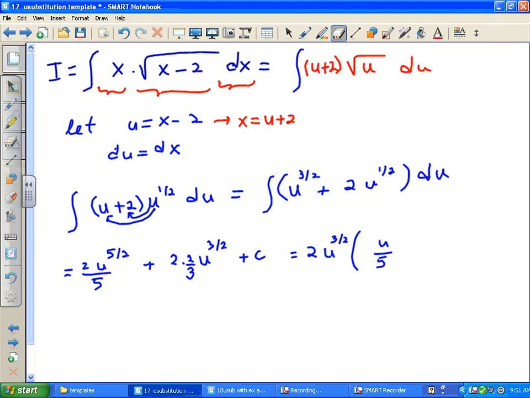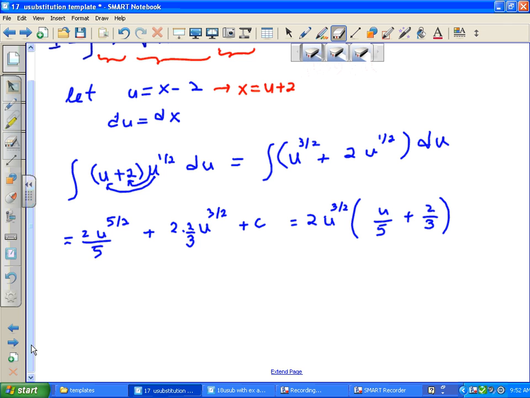And what about the second one? Plus, the 2 has been taken out, so now I have a 2/3 there. And I've already taken the 3/2 out, right? U to the 3/2 has been taken outside, so there's nothing left in terms of u in the second term. Okay. Again, I'm going to bring in u in a minute, but could I simplify this even a little bit further? You could get common denominators if you wanted to, right?